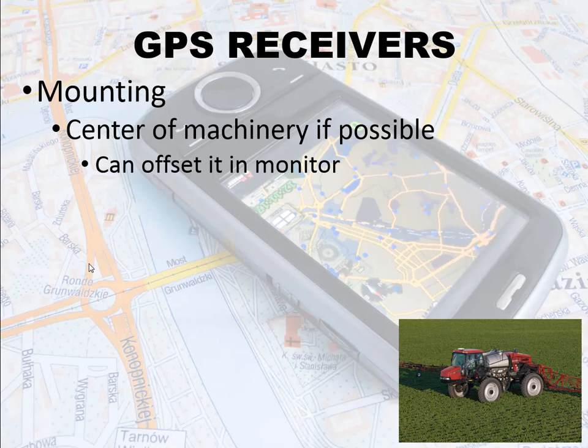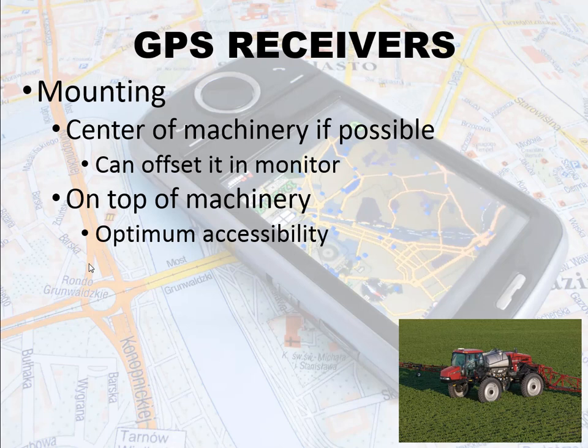If it's not in the center, it's not the end of the world. With a lot of systems now, you can go into the system and set an offset. So if it's not in the center, you could say it's 36 inches to the left of center, so it's not a problem. But if you have the choice and the option is there, try to put it in the center of the machine if possible.